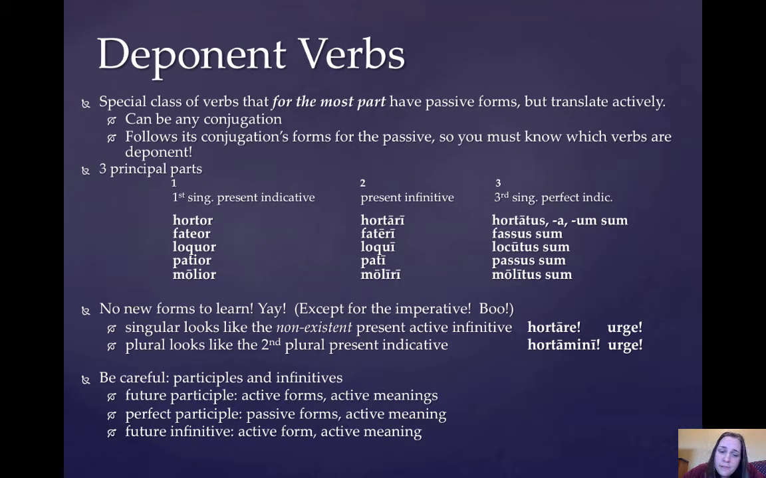Okay, so be careful with the participles and the infinitives. The future participle forms like the future active participle for other verbs, and it has active meanings. So this is why I said up here, for the most part, they have passive forms but translate actively. This one has an active form. The perfect participle has a passive form, because the perfect passive participle, right? But it also translates actively. And the future infinitive looks like the future active infinitive for other verbs, and again, it has active meanings.